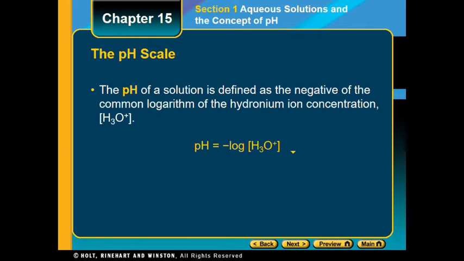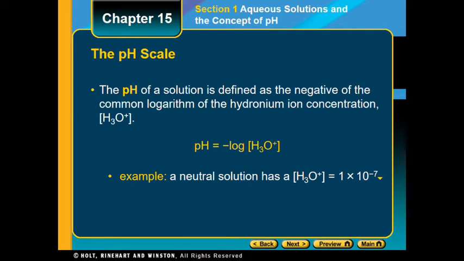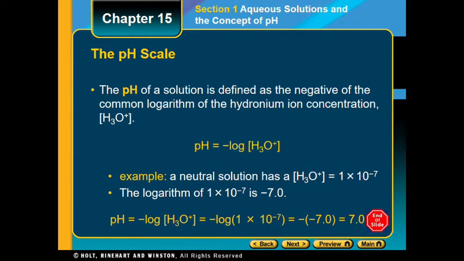pH comes from a French phrase meaning hydrogen power. So pH is why we have that. That is a lowercase p and a capital H, written just like what you see here. A neutral solution has a hydronium ion concentration of 1 times 10 to the negative 7th. If you take the logarithm of that, you get negative 7, and then taking the negative of it, you get 7. So you can plug a neutral solution into this equation, and you will get a pH of 7.